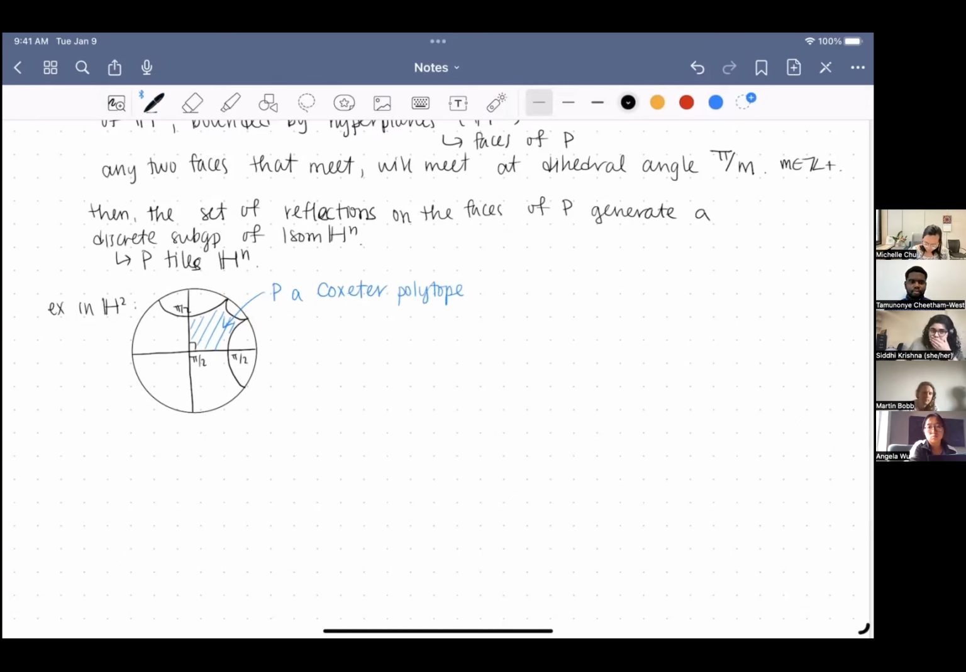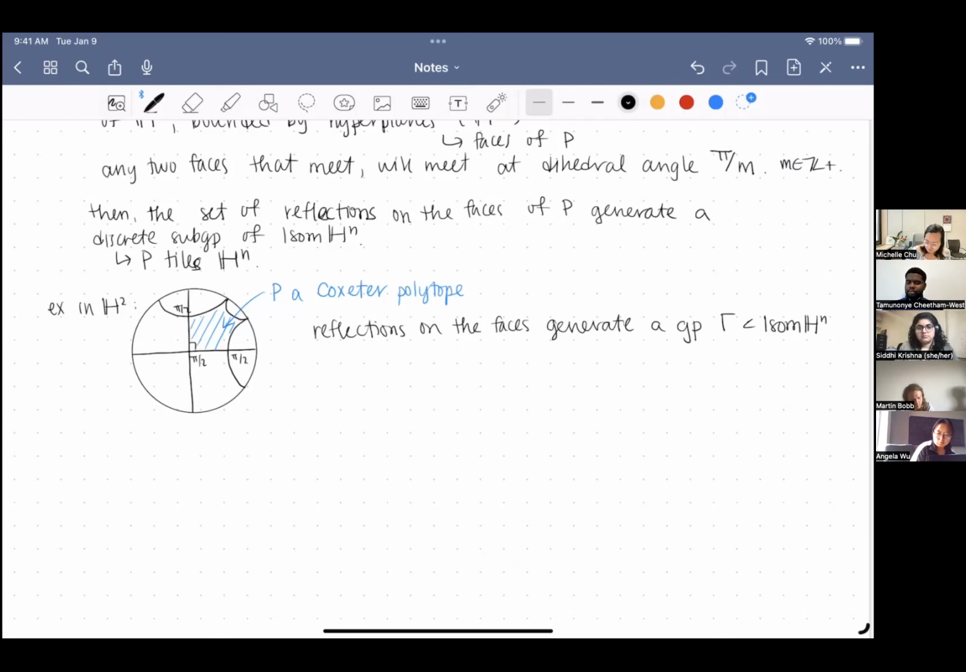Okay, so now notice that, like I said, we have the reflections on the faces, and they generate a subgroup. So I can reflect on these faces because these all correspond to these hyperplanes in H2. That means that I can reflect on them, and this is an isometry of hyperbolic space. So I'll say here that the reflections on the faces generate a group, let's call it gamma, in Isom(Hn).